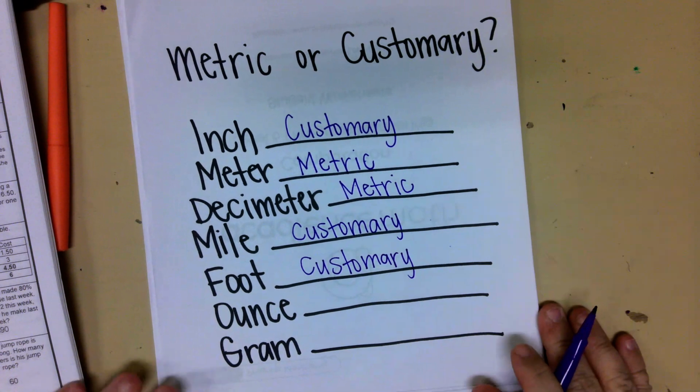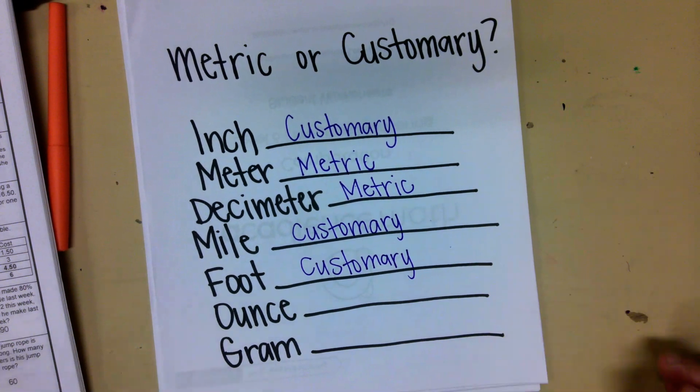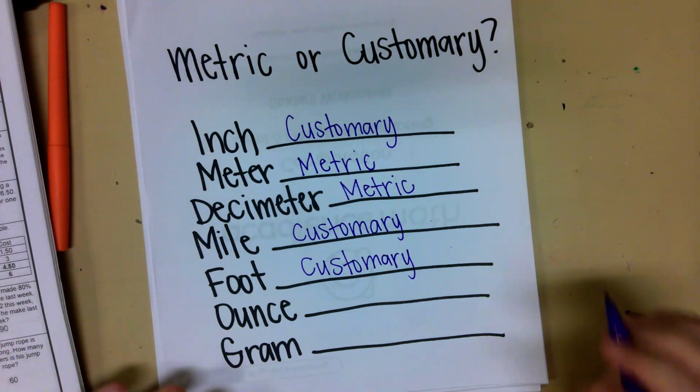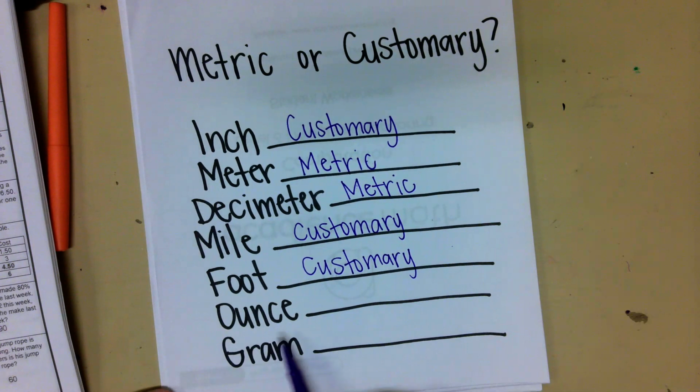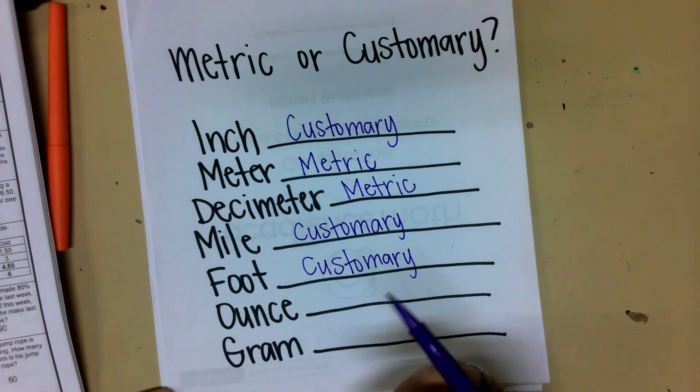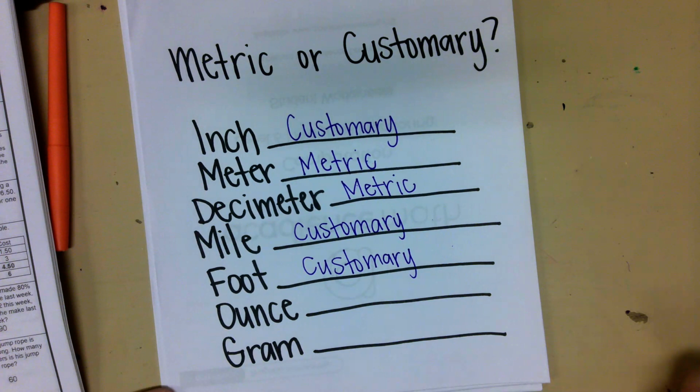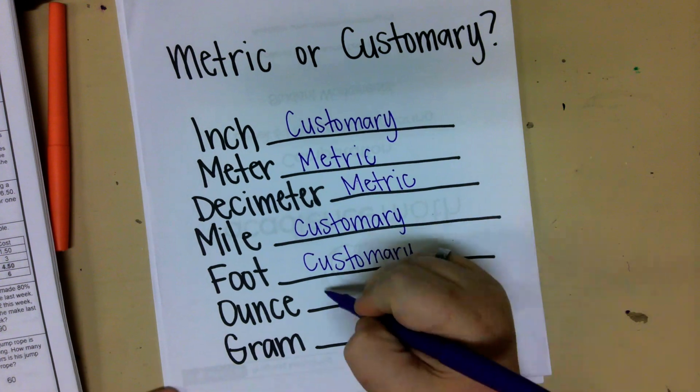Ounces, that might be a little bit questionable, but I want you to think about when a baby's born and they say, oh, he was 7 pounds, 14 ounces. Or think about the way our liquids are measured in a can of soda or a bottle of juice or a bottle of water. We actually use ounces quite often. That is a customary measurement.